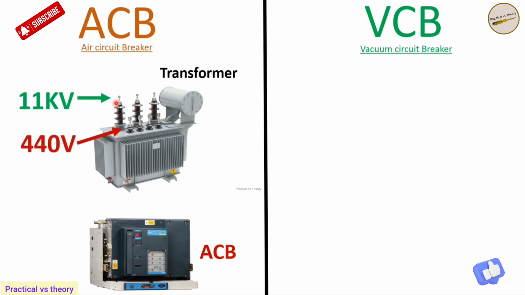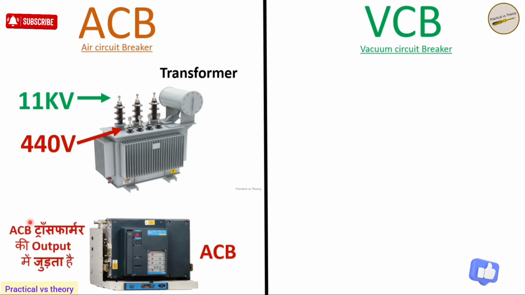The transformer's input has R Y B, and the output has a neutral with R Y B. The output is 440 volts, and the input is 11,000 volts, right? There's 440, 433, or 410. Whatever your output is, that's where the ACB is installed, right? The ACB connects to the transformer's output. This is a basic thing you should know, right?